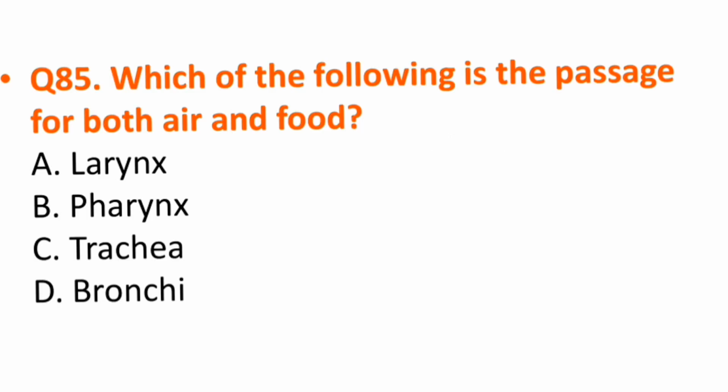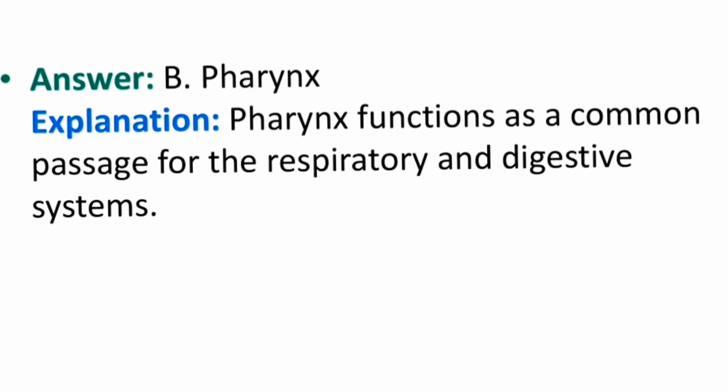Which of the following is the passage for both air and food? Option A, larynx, option B, pharynx, option C, trachea, option D, bronchi. The correct answer is option B, pharynx. The pharynx functions as a common passage for the respiratory and digestive systems.